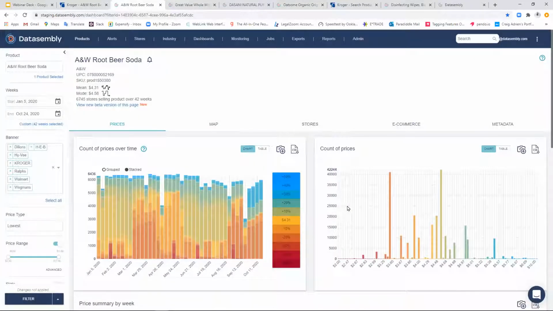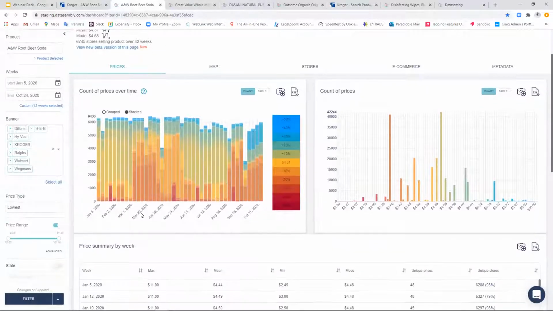Things that we're immediately able to learn about this product, looking at our count of prices over time, is how many stores we're at a given price point. So if I hover over any of these columns here, I'm able to see that on February 16th, $4.58, we collected that price, observed that price from 2,679 stores. And you can see some ebb and flow here of this product and what the pricing was.